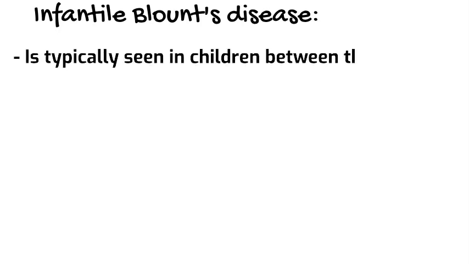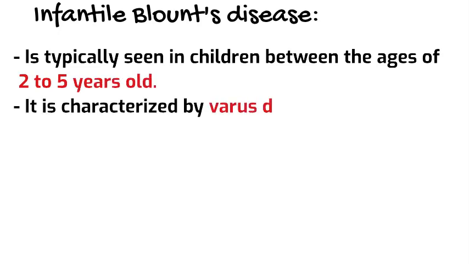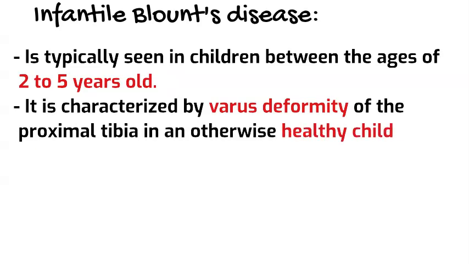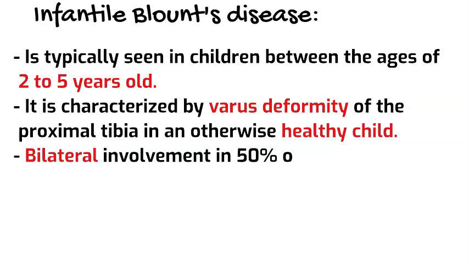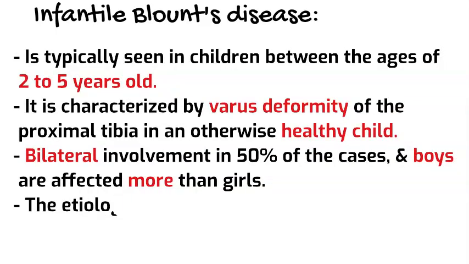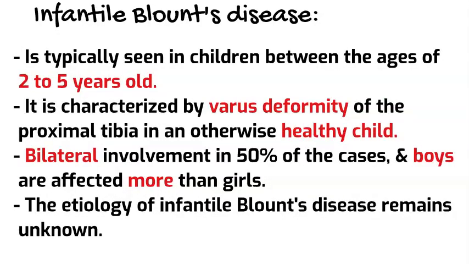Infantile Blount's disease is typically seen in children between the age of 2 to 5 years old. It is characterized by varus deformity of the proximal tibia in an otherwise healthy child. Bilateral involvement in 50% of the cases, and boys are affected more than girls. The etiology of infantile Blount's disease remains unknown.